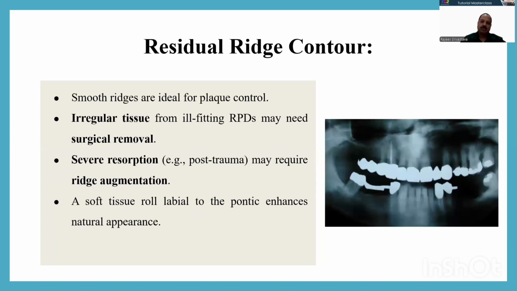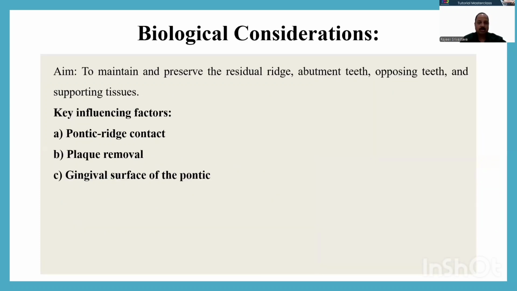Residual ridge contour, many a times we see large defects, where if you are increasing the bulk of the pontic or the material, more material of the pontic, what will happen? There will be more forces, there will be inflammation. So all these things can be avoided in a case where there is a defect, like you all know the Seibert classification, if the defect is more, you can go with a fixed removable type of bridges in the anterior as well as in the posterior region.